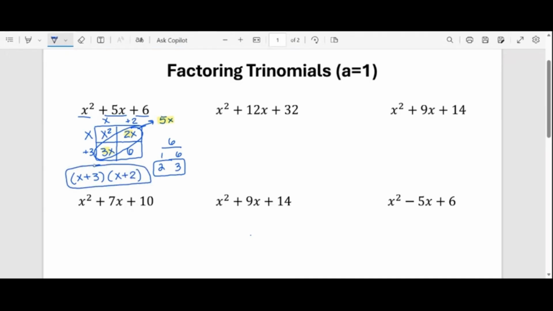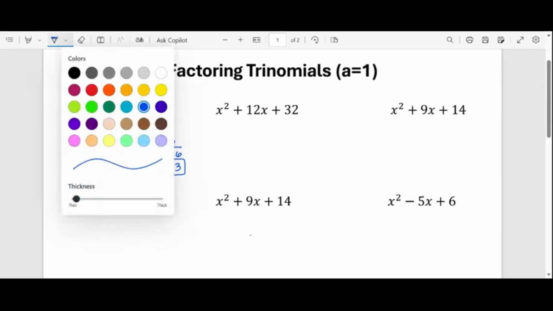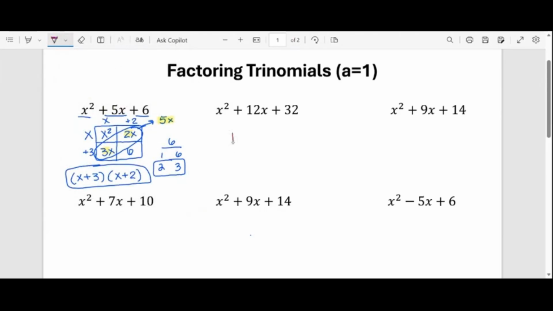Let's try out another one. I'll do this one in a different color so we can keep everything straight. We'll set up the box here. And our x squared always goes in the top corner. Our x value goes outside the box. And then the number goes in the bottom. So the only way to get x squared is x times x. So I did this side times this side. X times x is x squared.